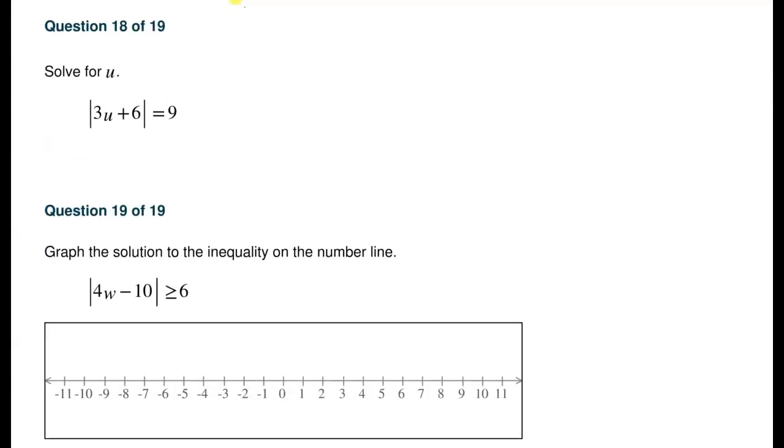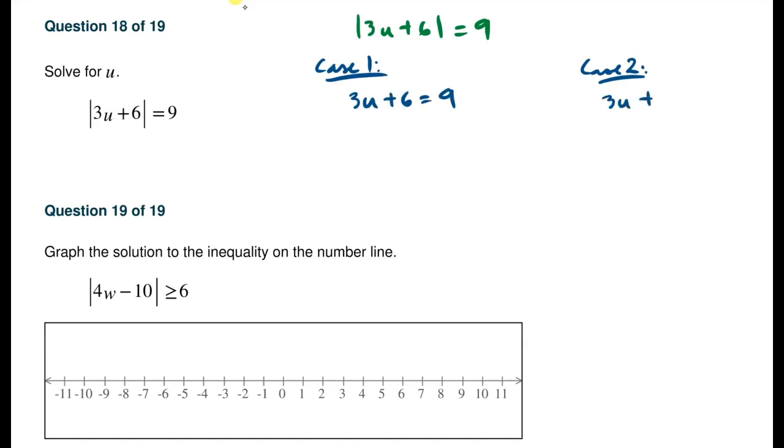Alright, number 18. We have the absolute value of 3u plus 6 equal to 9. We're going to break it down into two cases. Case 1, when it's positive 9, and case 2, when it's negative 9. 3u plus 6 equals 9, and 3u plus 6 equals negative 9. For the first part, we subtract 6 on both sides. That will give you 3u equals 3. Then we divide by 3 on both sides. That will give you u equal to 1.